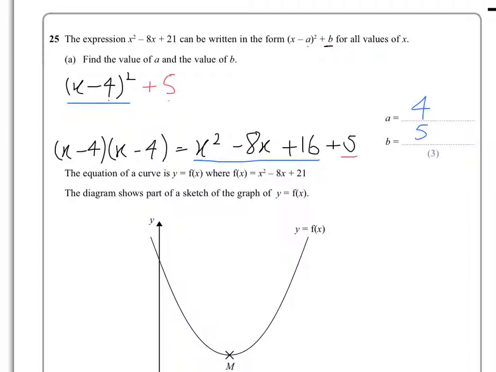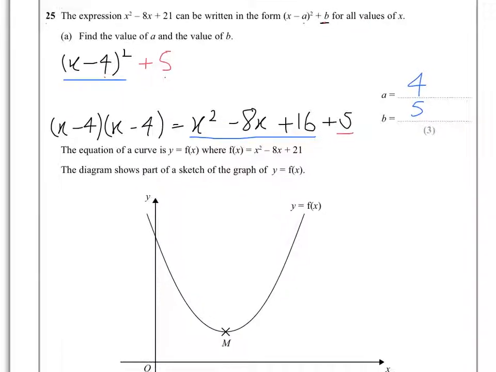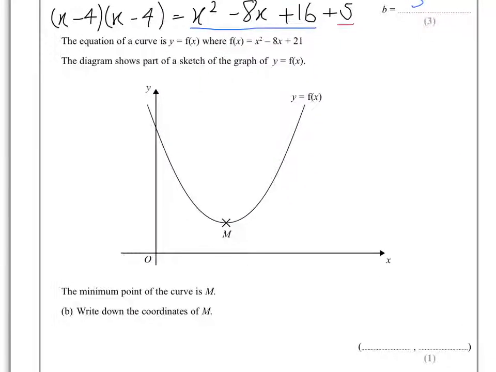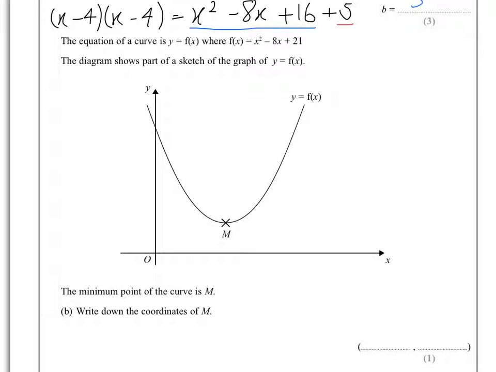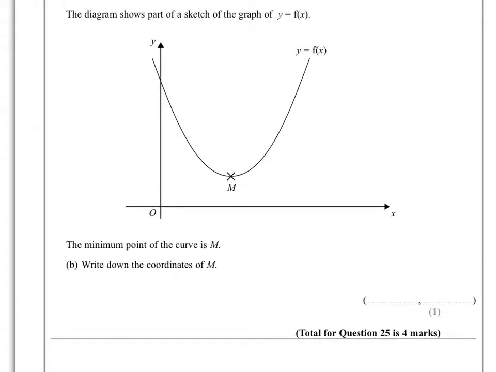Now in the next part of the question we're told that the equation of the curve y equals f of x is x squared minus 8x plus 21. So essentially it's the same expression that we've just worked with. The question says that the diagram shows part of the sketch of y equals f of x, and it's telling us that the minimum point is M, but it wants us to write down the coordinates of M. Now, we can see that this is a 1-mark question, and this in itself should guide us towards how much working out we need to do for this.